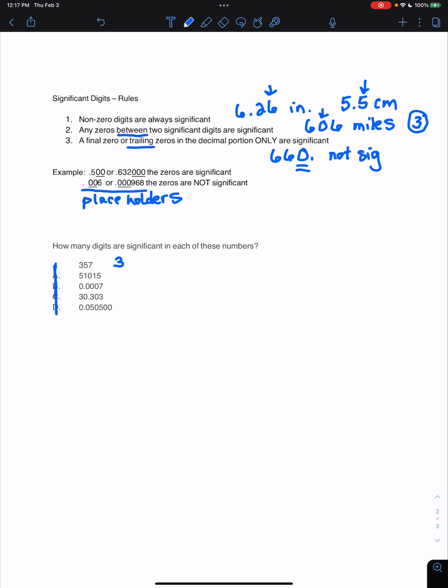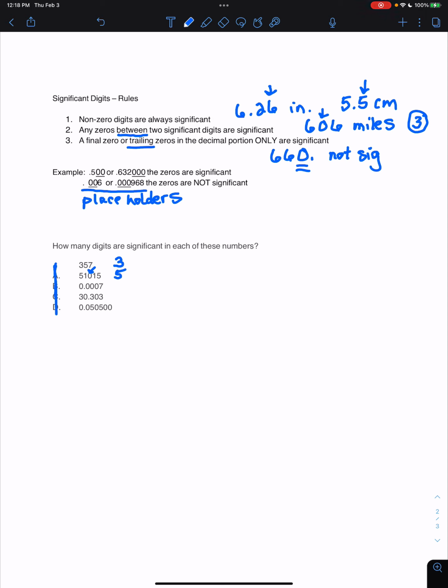Here, in the next example, we have 51015. We know all the non-zero digits are significant, so we know we have at least 4 significant digits. But what about that 0? Well, that 0 follows rule number 2: any zeros between 2 significant digits. It's between significant digits, so it is significant. So here we have 5 significant digits.